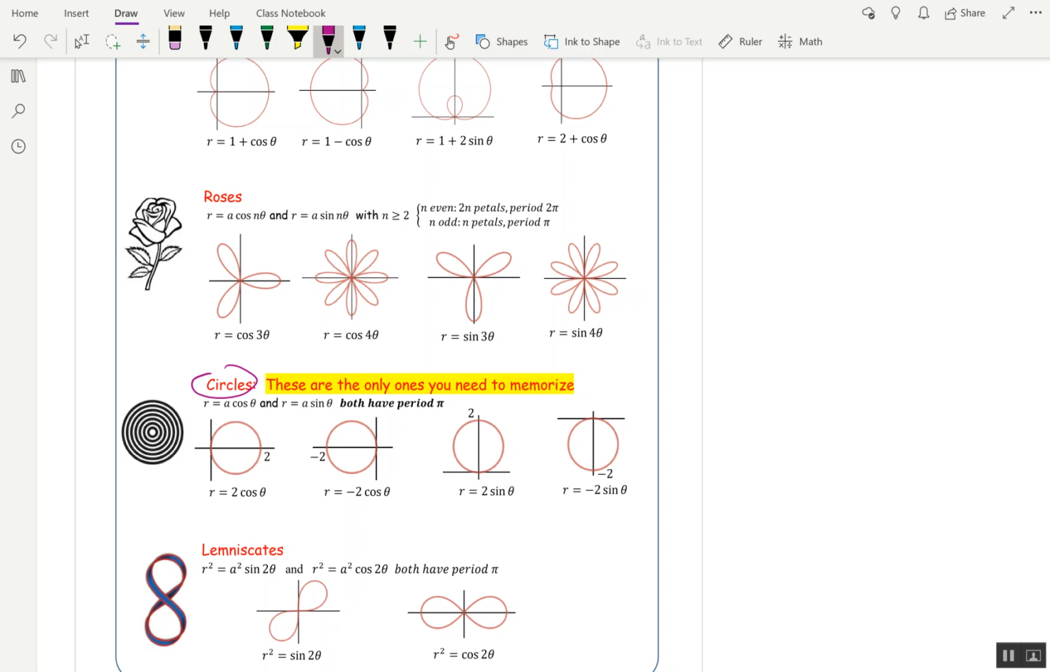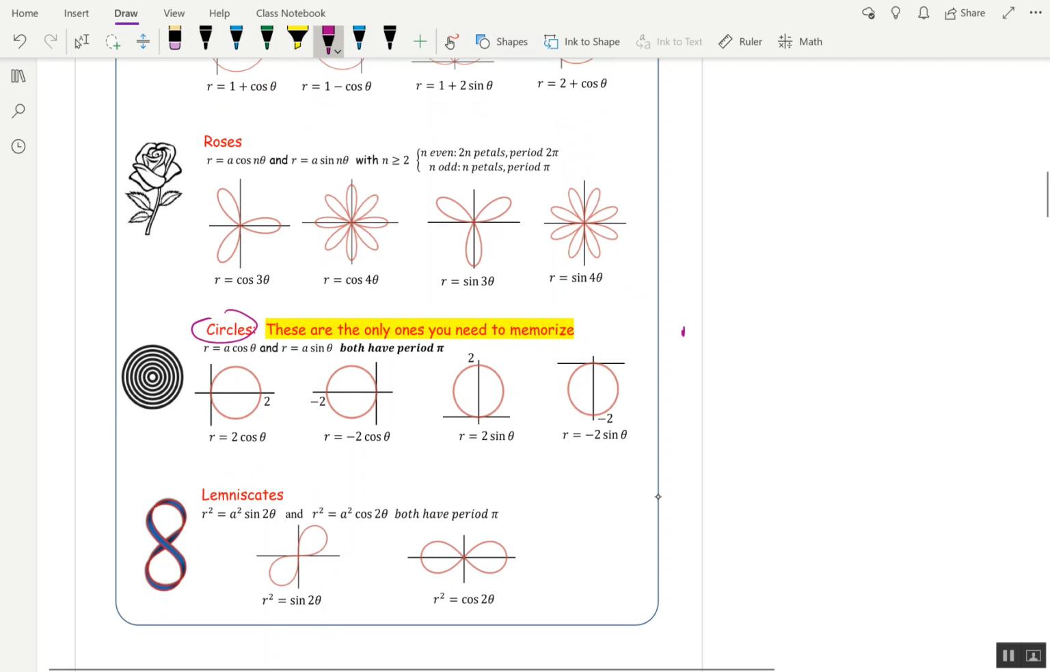One, which I don't even have here, r equals a. That's a circle of radius a. And the period for this guy is 2 pi. If you want to get the whole circle, you have to go all the way around from theta equals 0 to 2 pi. But these other circles, a cos theta and a sine theta, they have period pi. You get the whole circle by just going from 0 to pi.